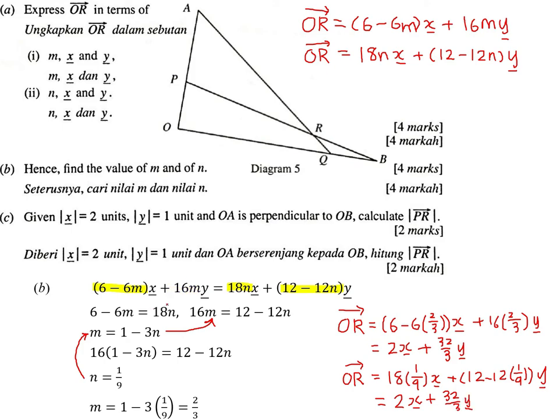First mark will be given either you compare the coefficient of x and or coefficient of y. Then second mark will be given once you eliminate one of the unknowns, either m or n. Third mark, the answer for n. Fourth mark, the answer for m.